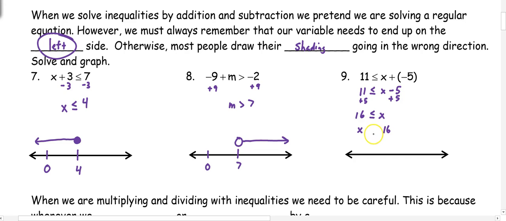So it was pointing to the left. Now it's going to point to the right. So we have x is greater than or equal to 16. On our number line, we're going to put 16, and then we're going to put 0 somewhere to the left. At 16, there's a closed dot because it's greater than or equal to. And then we're going to shade to the right.